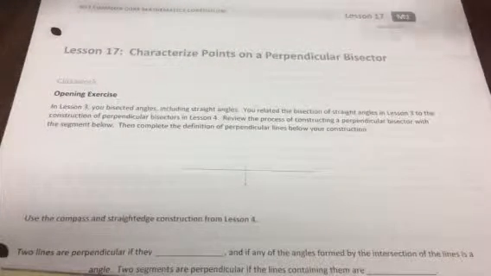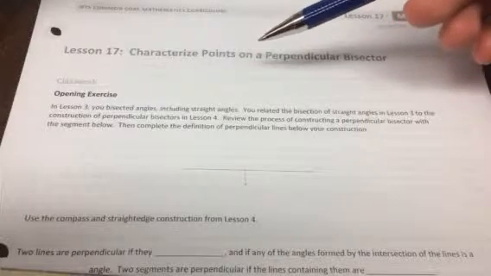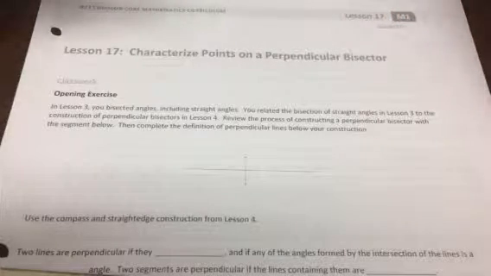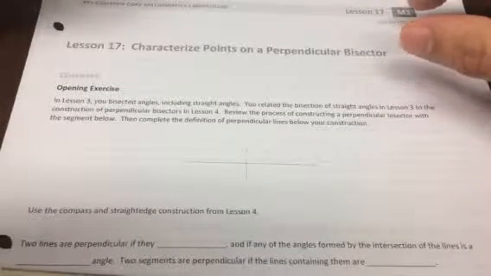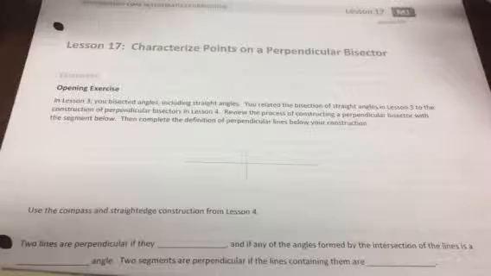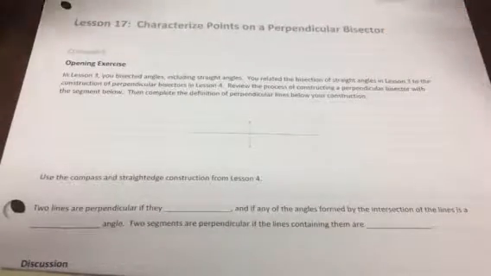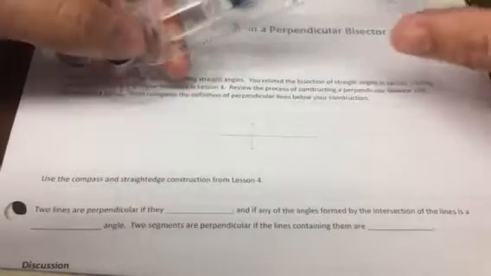Today we're looking at lesson 17, characterize points on the perpendicular bisector. So this lesson is going to be fairly short, somewhat easy, but extremely important. All right, so we're going to start with this opening exercise.